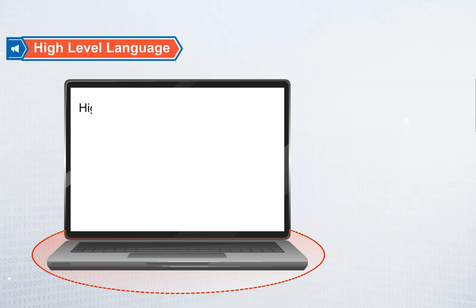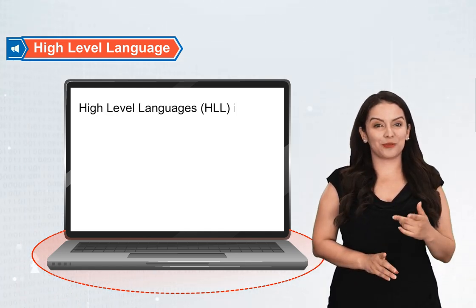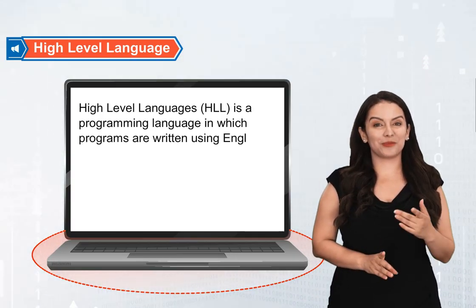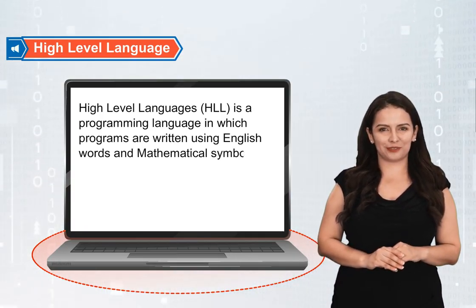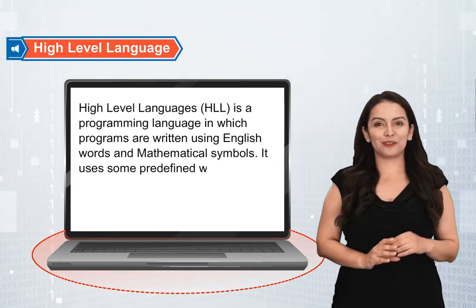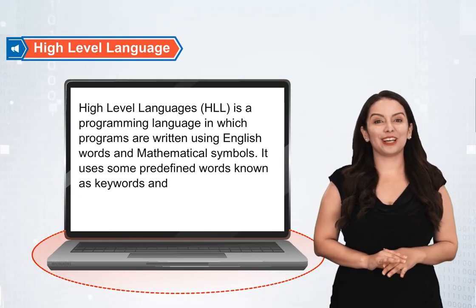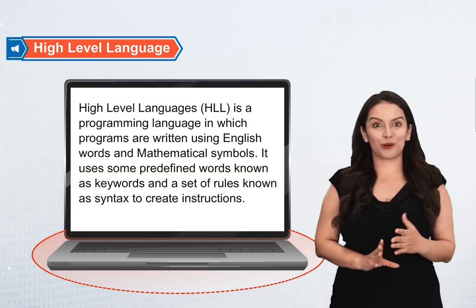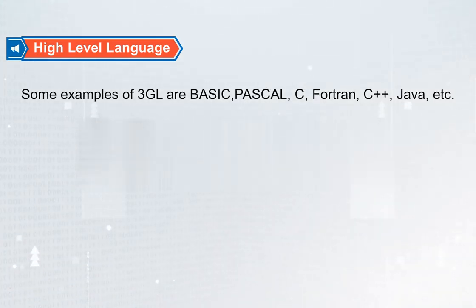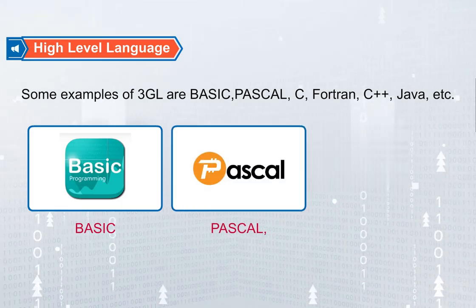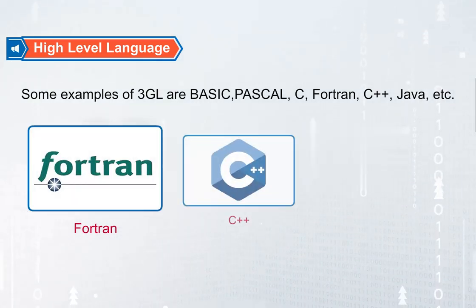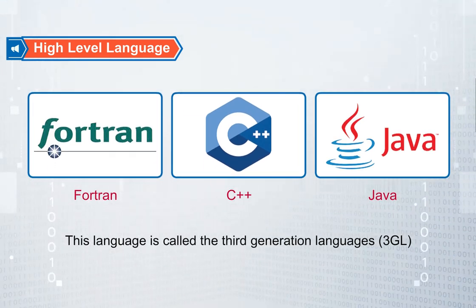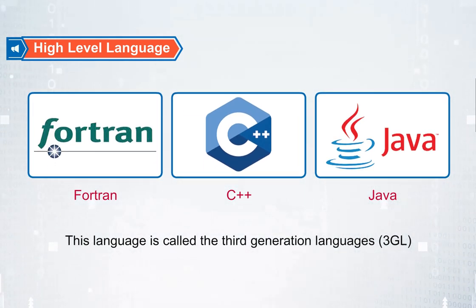High-level language. High-level language, HLL, is a programming language in which programs are written using English words and mathematical symbols. It uses some predefined words known as keywords and a set of rules known as syntax to create instructions. Some examples are BASIC, Pascal, C, Fortran, C++, Java, etc. This language is called the third generation language, 3GL.